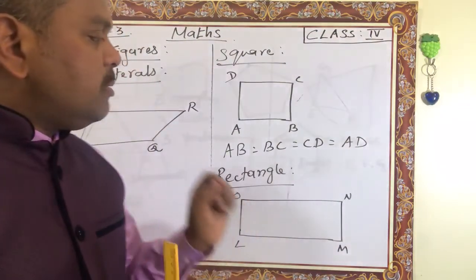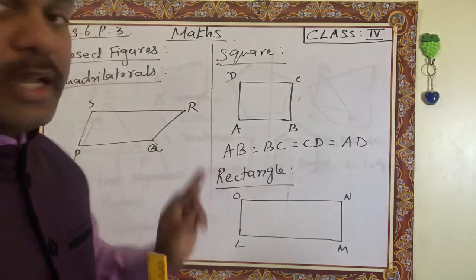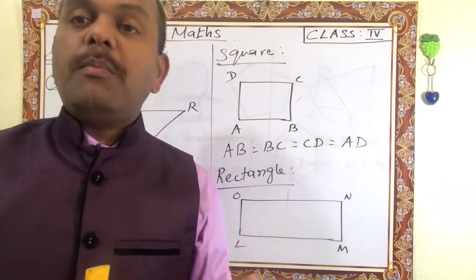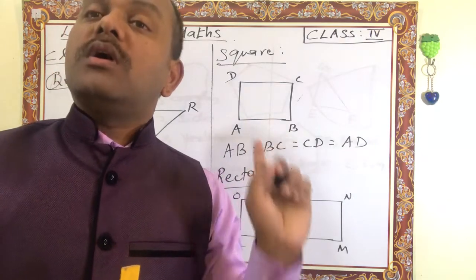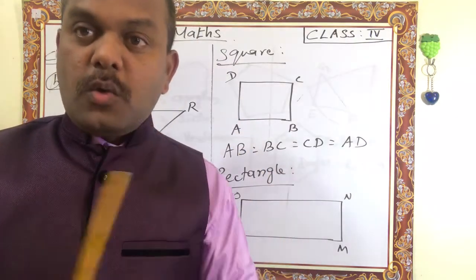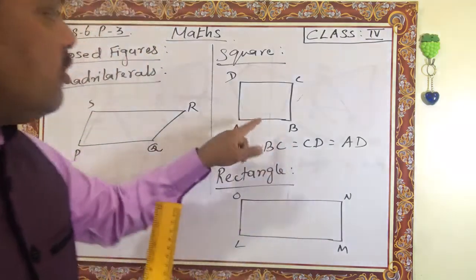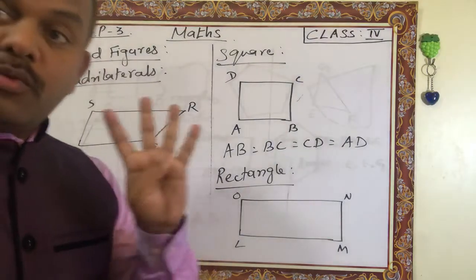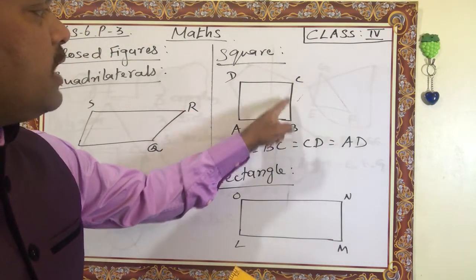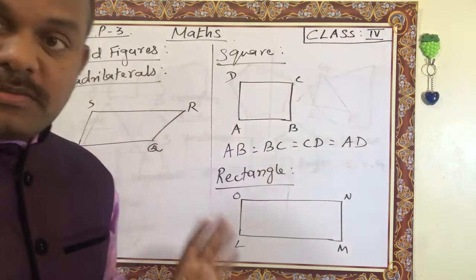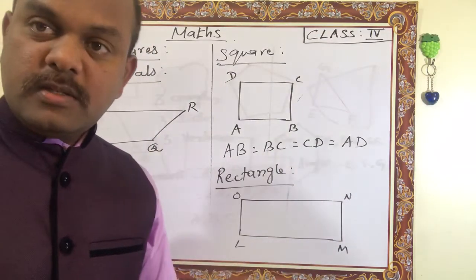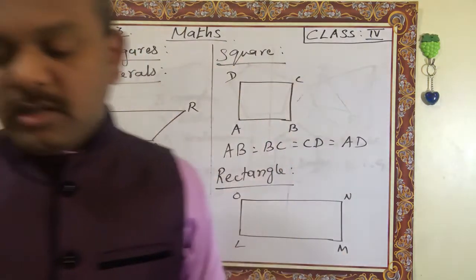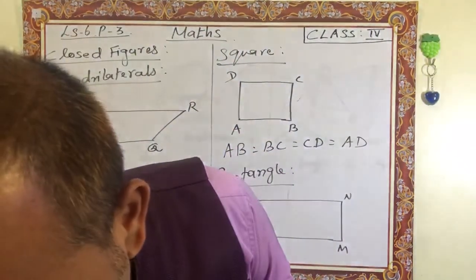So the main difference between square and rectangle is, in a square all sides are equal, in a rectangle opposite sides are equal, but both are quadrilaterals. Quad means four sides. So look here, 1 2 3 4, 4 sides, 1 2 3 4, 4 sides, 4 angles. Here we can measure the 4 angles, 4 vertices. Here also 4 vertices. So only one difference: here opposite sides are equal, here all sides are equal.